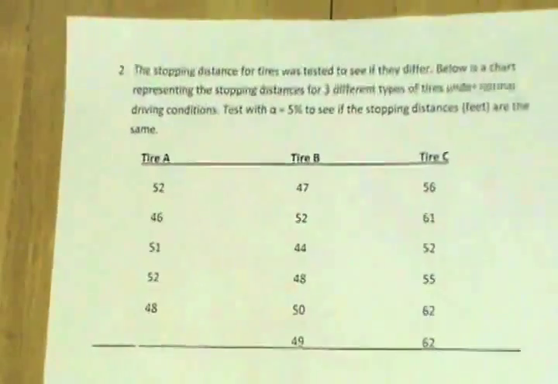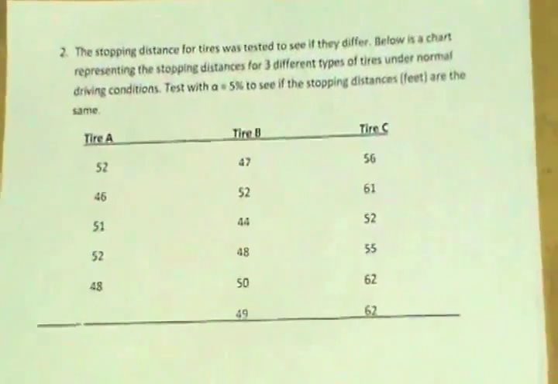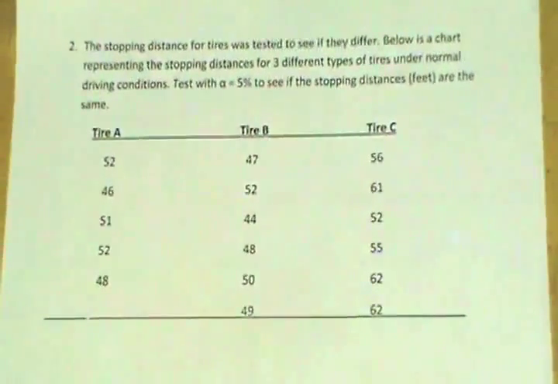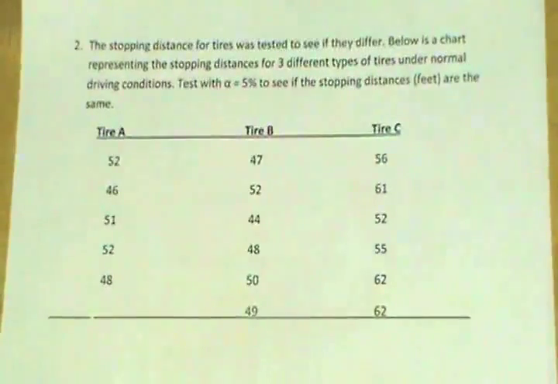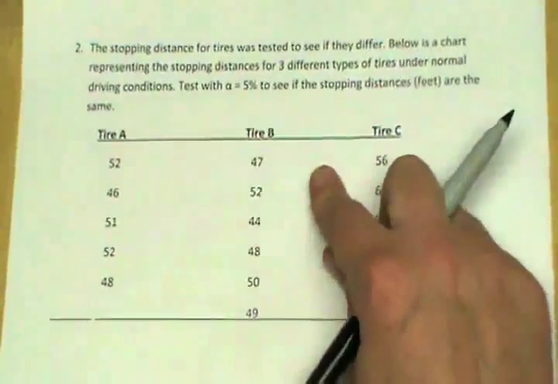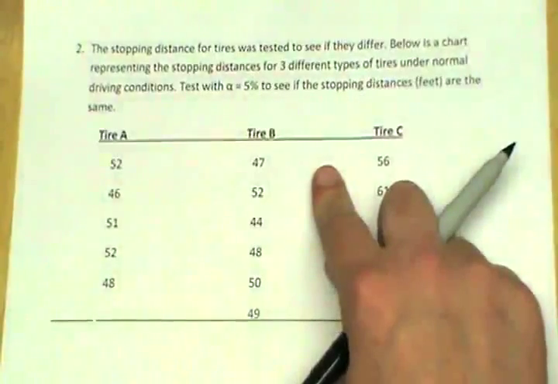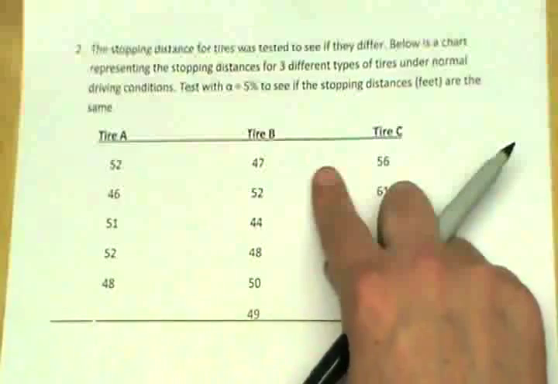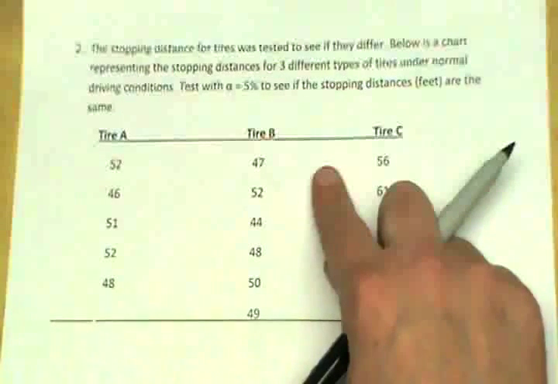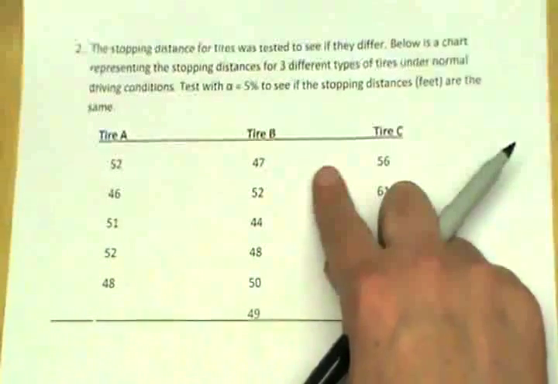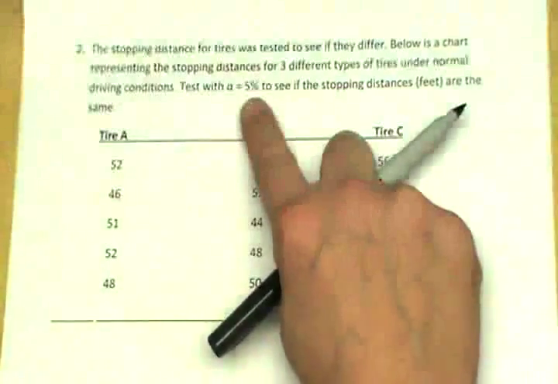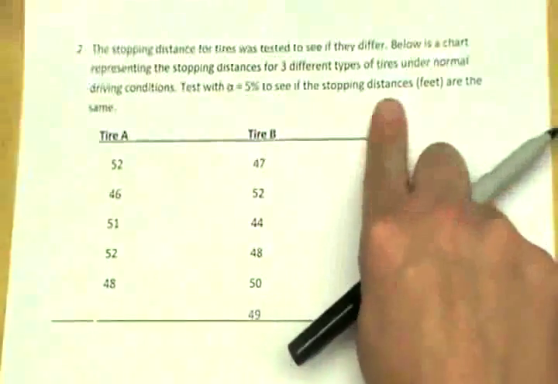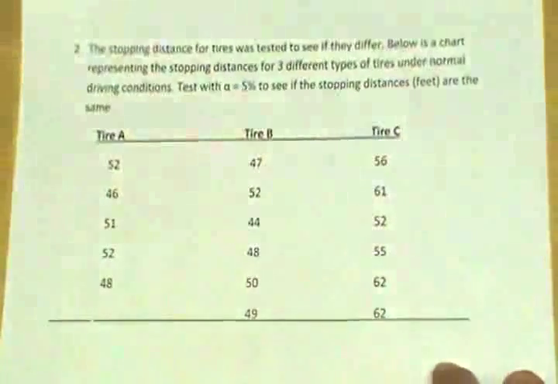Like we've been doing all semester long. Okay. I'm going to show you the question, and then I think it's best for you to actually pause the video and see if you can do it yourself. So this is the stopping distance for tires was tested to see if they are different. Below is a chart representing the stopping distances for 3 different types of tires under normal driving conditions. Test with a 5% significance level to see if the stopping distances are the same.